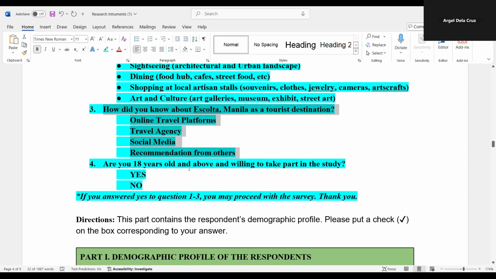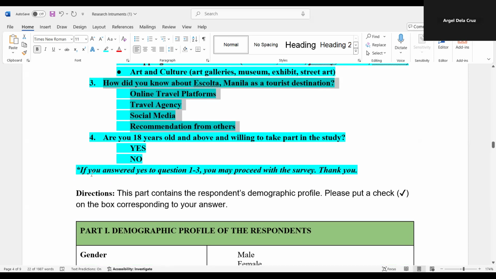Are you 18 years old and above and willing to take part of this study? Yes or no? That is what we call inform and consent. Kasi if it's 17 and below, you need the parental consent. Unethical po yan pag hindi kayo maghingi ng parental consent because that is minor. Pwede kayong kasuhan doon. Okay?